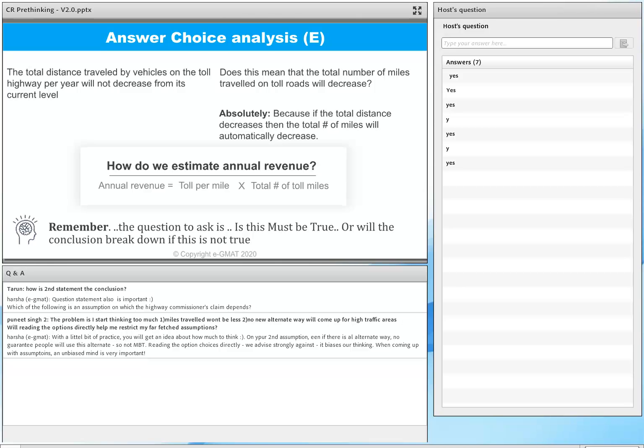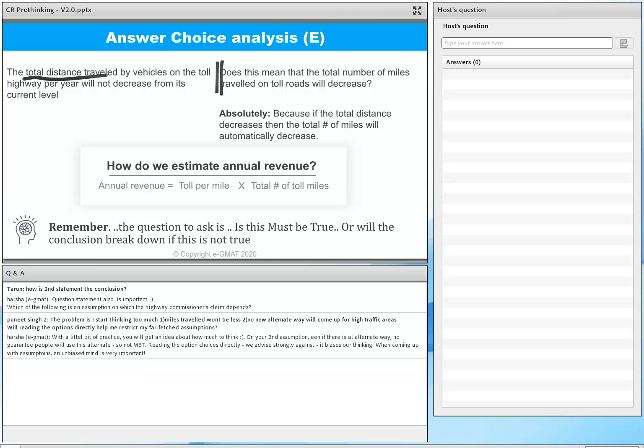Let's look at choice E, which is the correct answer, and then I'm going to come to the other choices as well, because you've chosen choices C, D, and A as well. The choice E, the correct answer, talks about the total distance traveled on the toll highway. If the total distance traveled decreases, then what happens to the number of miles? It decreases, right? If the total distance decreases, the number of miles will also come down, which means that, hey, this is a must be true. Why? Because you don't want the total distance to come down.